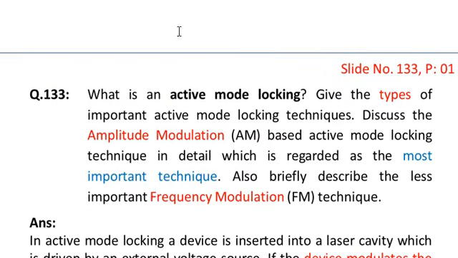Question is, what is an active mode locking? Give the types of important active mode locking techniques. Discuss the amplitude modulation, that is AM based active mode locking technique in detail, which is regarded as the most important technique. Also briefly describe the less important frequency, that is FM modulation technique.